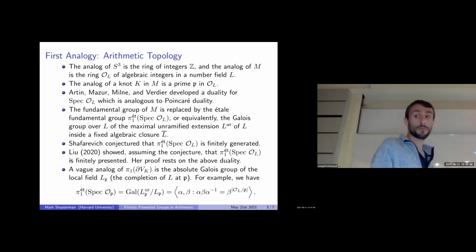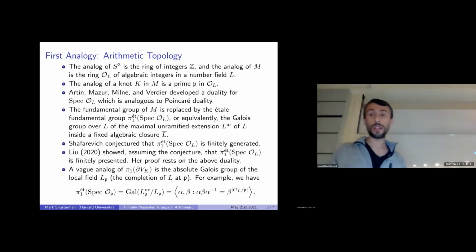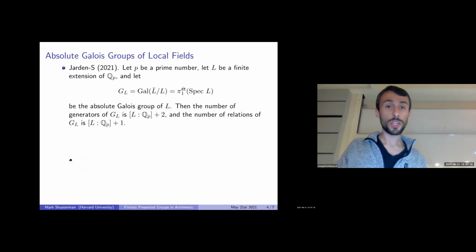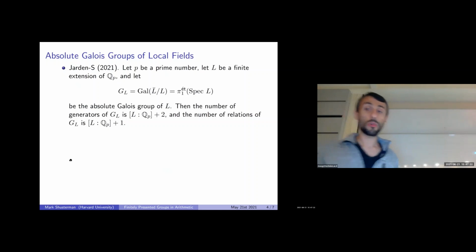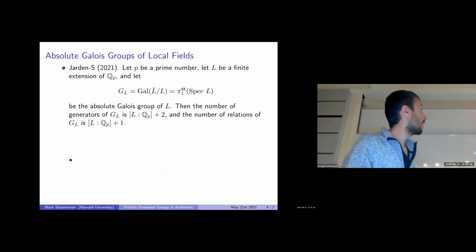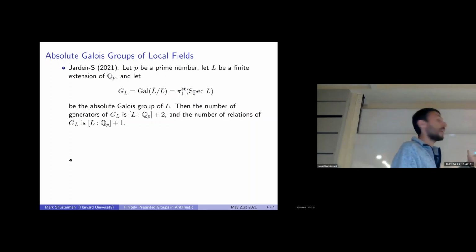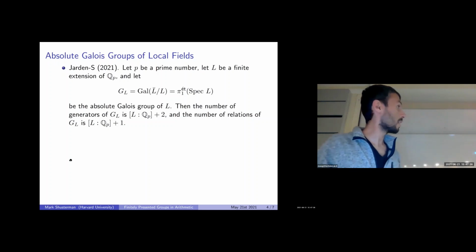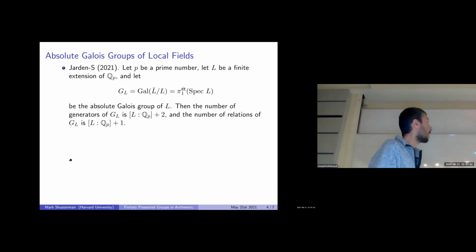And the first result of myself that I want to present in this talk is joint work with Moshe Jarden, where we sort of extend this to the entire absolute Galois group of the local field. So now this is a result which can be stated without any reference to three manifolds, or so I could have just given it on the first slide in some sense. But I believe that this is to some extent well motivated by this discussion of what's going on in three manifolds.